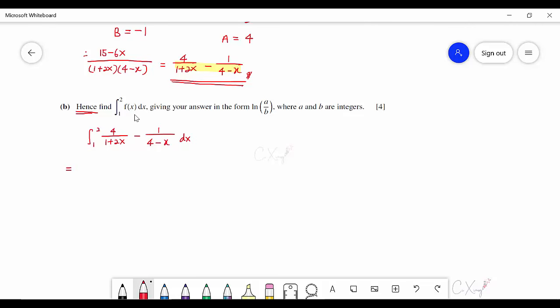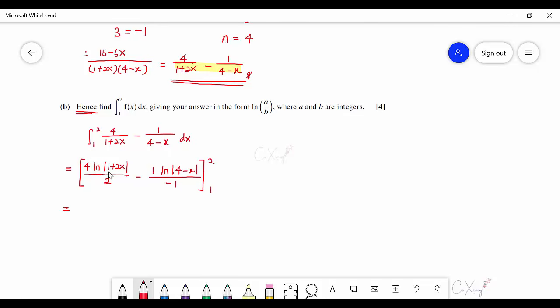Okay, so for the integration part, 4 is a constant, so I will just copy it. And then when I integrate 1 over 1 plus 2x, I'm having ln of 1 plus 2x. Then you need to differentiate the 1 plus 2x, you get a 2, right? So you have to divide it by 2. Okay, and then for this part, I will have negative 1, I copy the 1. So when you integrate 1 over 4 minus x, I'll get ln of 4 minus x. And also differentiate the 4 minus x, you get negative 1, therefore you have to divide by negative 1 in your steps. So you put in the limit.